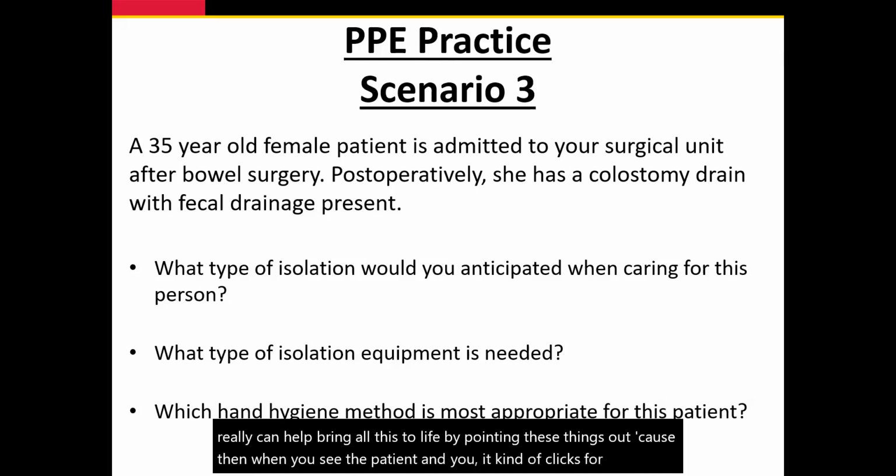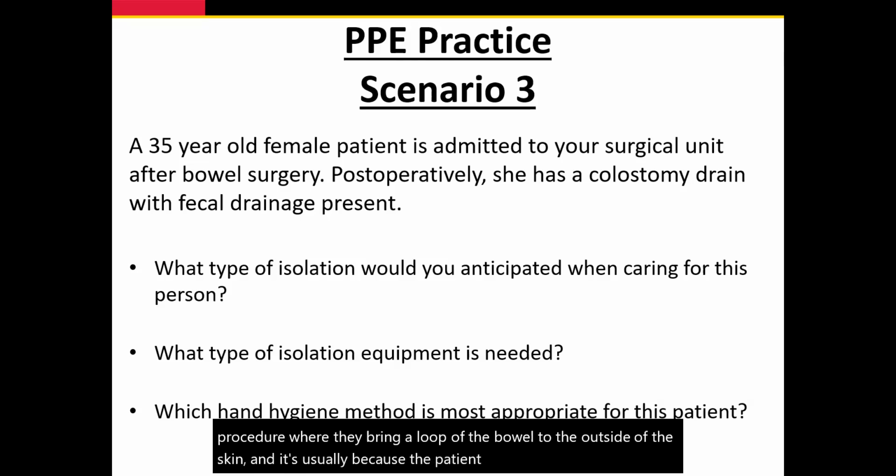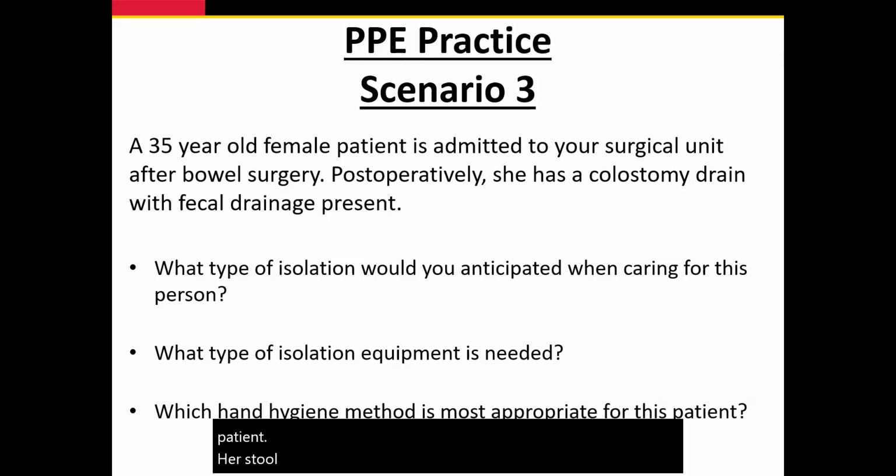All right, so now we have a 35-year-old patient who just had bowel surgery, and post-operatively, she has a colostomy drain with fecal drainage present. If you're unfamiliar with a colostomy, it is a surgical procedure where they bring a loop of the bowel to the outside of the skin, and it's usually because the patient's bowel needs to rest or they have some kind of cancer that they can no longer go in the traditional way. So they'll have this little stoma that comes outside the body. This patient's stool is coming out of this stoma. What type of isolation would you anticipate this patient would have?